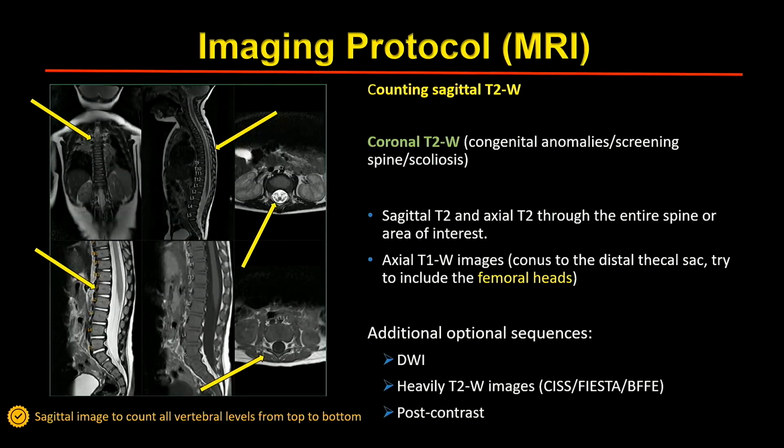Now there are additional sequences which we can obtain on a case-by-case basis, or when we are dealing with certain pathologies, for example, DWI or heavily T2-weighted imaging, which, depending on which vendor you're using, is called CISS or FIESTA or BFFE, and then post-contrast. And I'm going to show some illustrative examples of how these sequences are used.